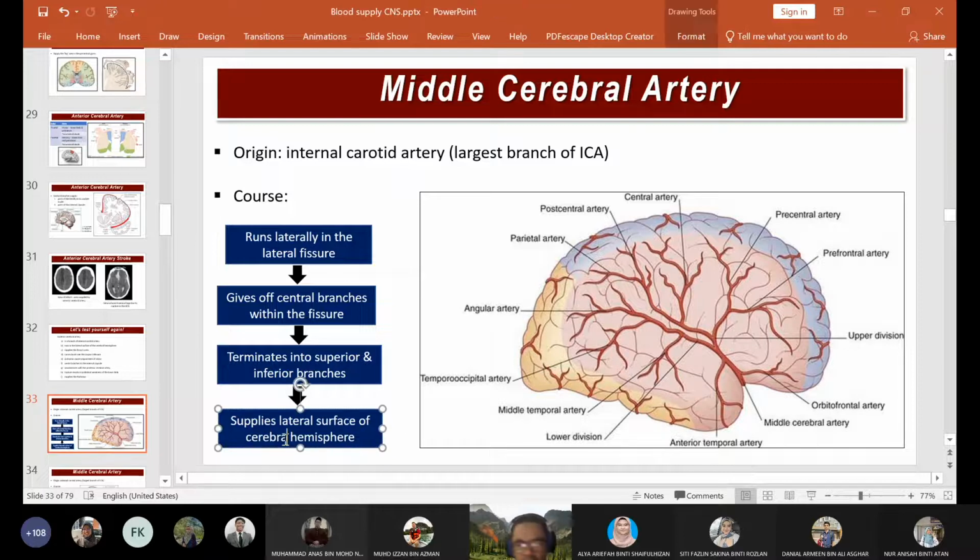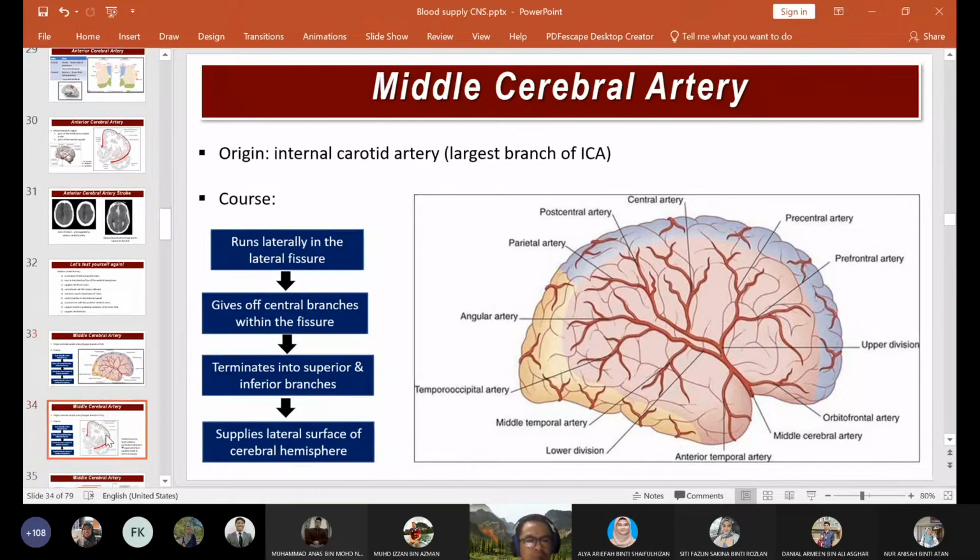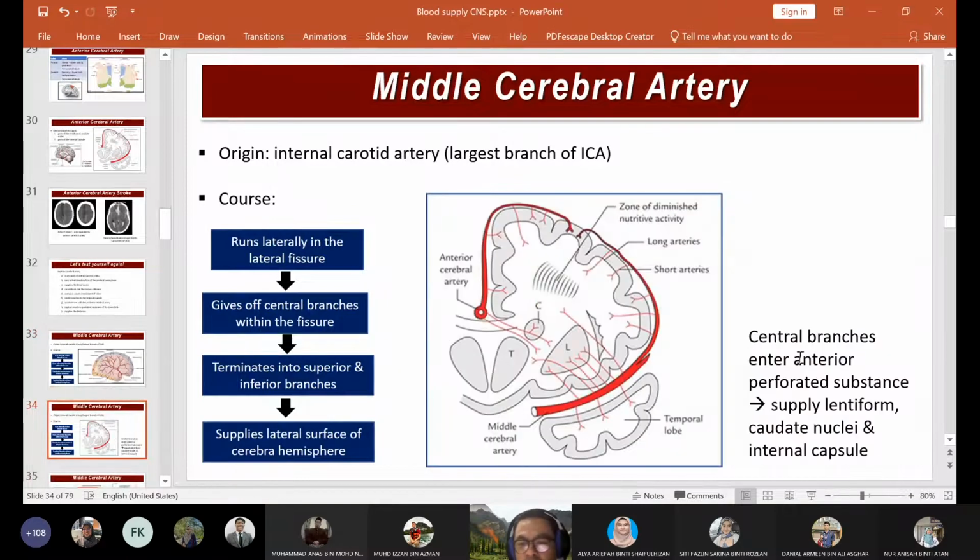Superior branches and inferior branches supply the lateral surface of the cerebral hemisphere. Okay. I will send you the updated version later. Now, central branches enter the anterior perforated substance to supply the lentiform, caudate nucleus, as well as the internal capsule.